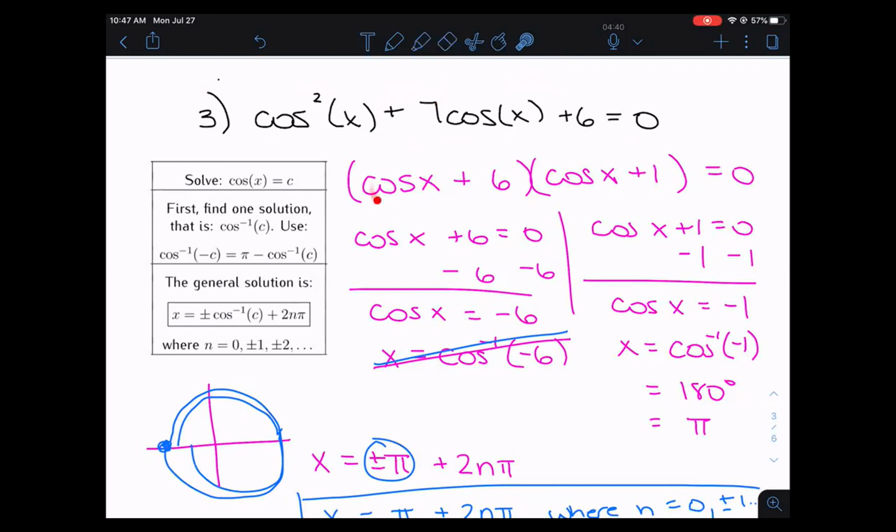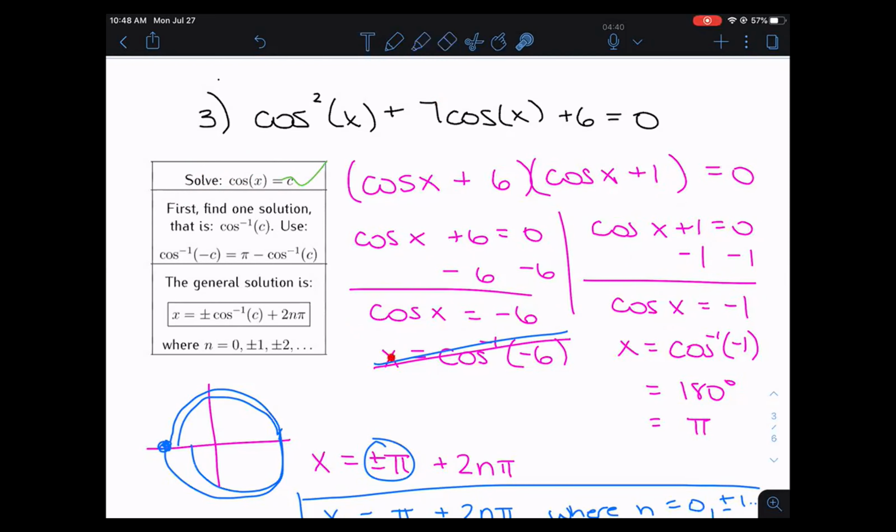And then since these are both equal to 0, we can set this equal to 0, and then this equal to 0, and then we just solve for cosine x. Remember, first we're going to solve for cosine x and get cosine by itself. So we add 6 to both sides, and now we get that cosine x is equal to -6. That's on one side. And then on the other side, we can subtract 1 from both sides, so we have cosine x is equal to -1. So we got the first step. We solved for both of our cosines.